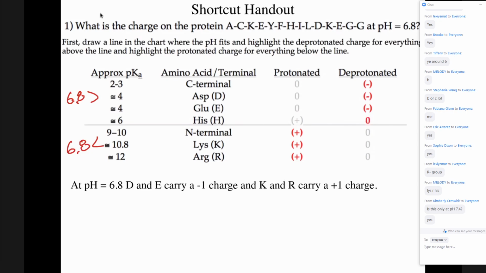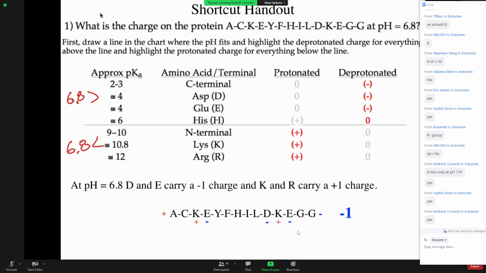So going through this one at a time, A I don't care about, C I don't care about, K I care about, K is a plus, E I care about, E is a negative, Y don't care, F don't care, H 0, I don't care, L don't care, D negative, K positive, E negative, G I don't care about, G I don't care about. So N terminal, C terminal, they cancel. I only care about the Ks, E's, D's, and R's. So overall, -1. How many are okay with this chart? How many are fine that you can work your way through this? Like, did anybody actually write it down and practice it at all?